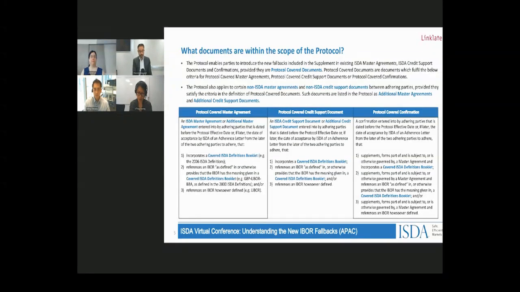Secondly, if it doesn't actually incorporate a covered ISDA definitions booklet, but it references an IBOR, as defined in one of those covered ISDA definitions booklets, then again, the master agreement will be in scope. And finally, and most broadly, if the ISDA master agreement incorporates a reference to any relevant IBOR, however defined, then that will also bring it into scope. So in other words, it doesn't have to refer to the definitions booklet or the exact precise defined term from the ISDA definitions booklet.